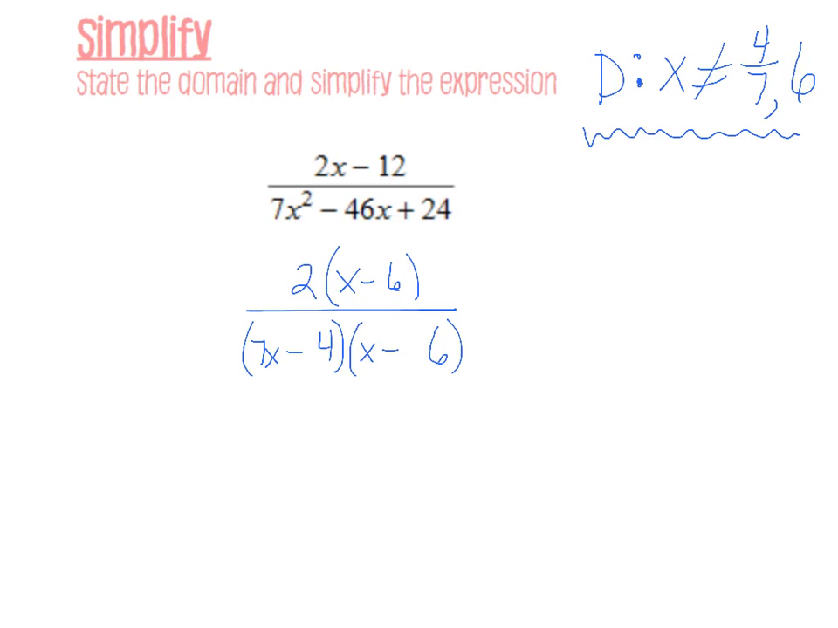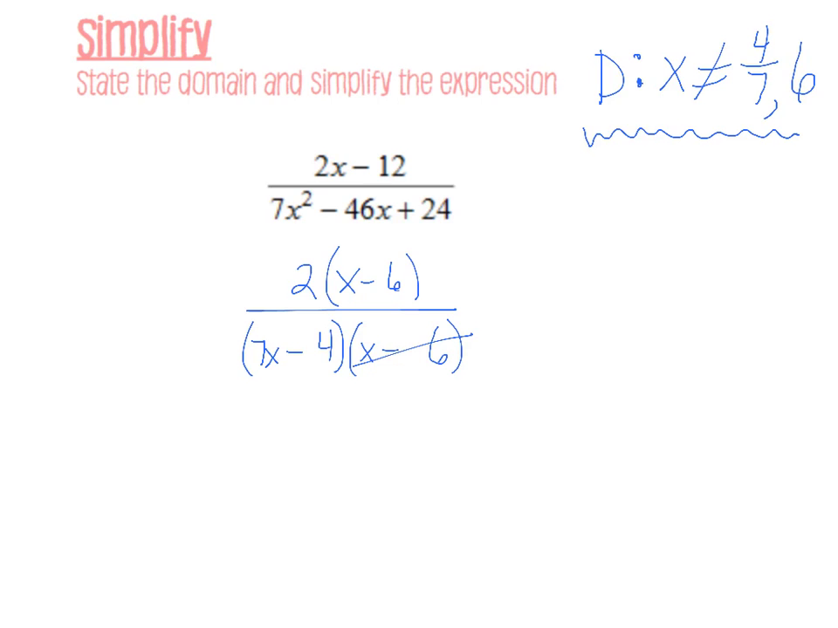For later on, when we start solving, we will look at those restrictions to make sure that our answers don't conflict with that. The second part of this problem says to simplify it. Well, after it's factored, that's when you look to try to cross things off. And anything that's being multiplied can be reduced. We are multiplying right here, and we're multiplying right here. So that makes the 2 its own thing, and the x minus 6 its own thing. Makes this 7x minus 4 its own thing, and the x minus 6 its own thing.